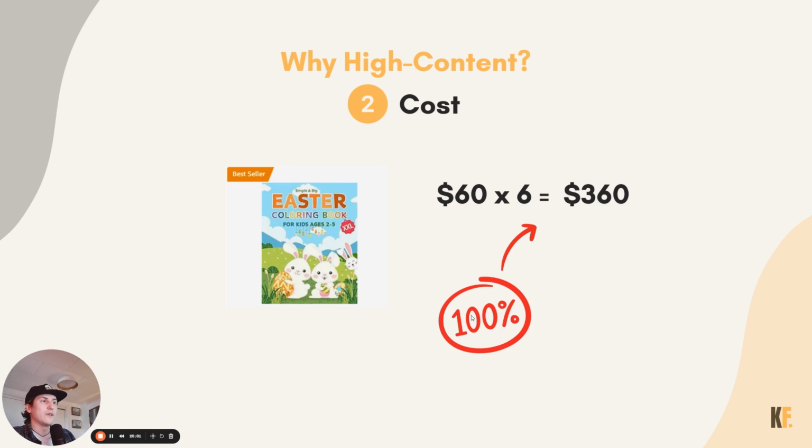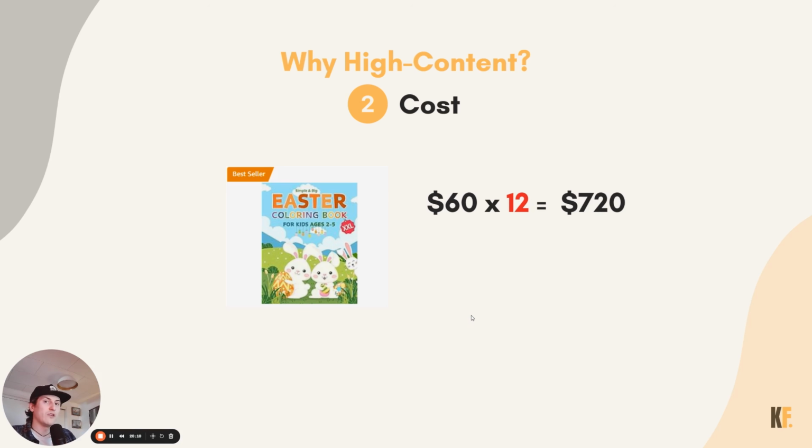So this is also assuming that we have 100% success rate. Every book we have has these results. So we're actually going to more likely want to create maybe 12 books, maybe even more. So it's going to be closer to $700 plus to create all these books. So a high content book, you can get a decent high content book with a good cover done for $1,000.